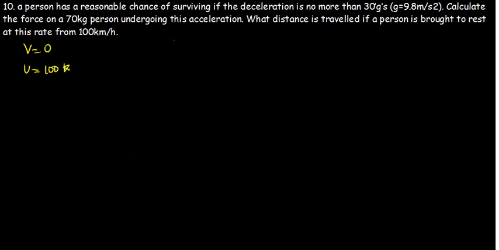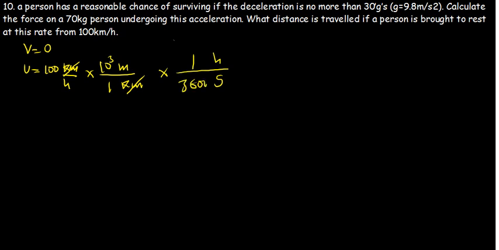Let me convert it first to meters per second. Put a kilometer down, a meter on top. In 1 kilometer I've got 1,000 meters, so this will cancel with this, and then we convert the hour. The hour is down, we put it on top, and seconds down. In 1 hour I've got 3,600 seconds. The hour and the hour cancel, so this gives us 27.78 meters per second. Now a person has a reasonable chance of surviving if the deceleration is no more than 30 Gs, and then calculate the force on a 70 kg person undergoing this acceleration.